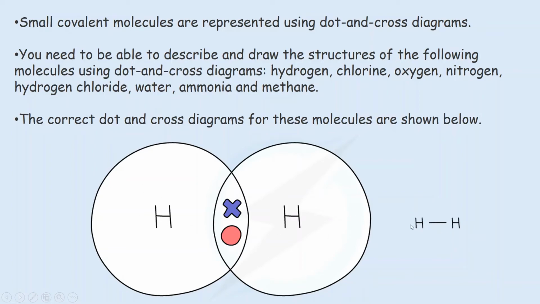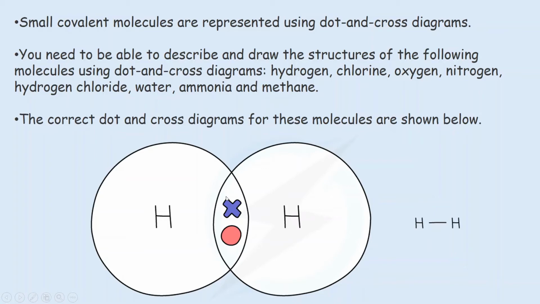So if I start with this one first, this is a hydrogen molecule. It's with the formula H2. Hydrogen has got 1 electron in its outer shell. It's only going to have one energy level, and the first energy level of any atom can hold a maximum of 2 electrons. Therefore, hydrogen requires one more electron.